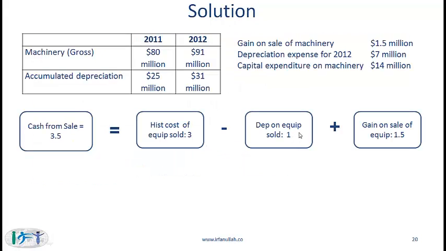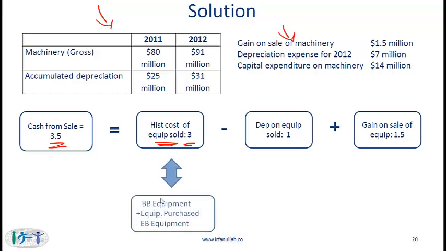So here is what you should be doing. This is simply reproducing the information from the question. The correct answer is 3.5. You first compute the historical cost of equipment sold as 3. And to come up with 3, you need to look at the beginning balance of equipment. That's the gross amount, 80, plus equipment purchased, that's 14, minus ending balance, which is 91.